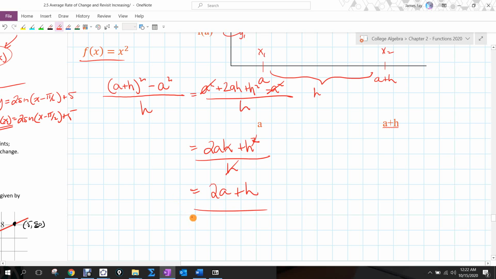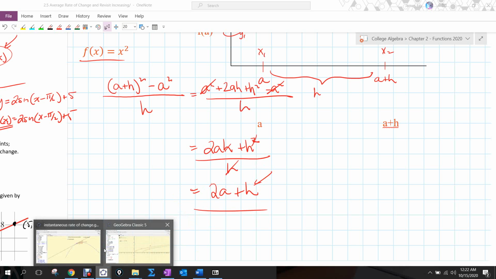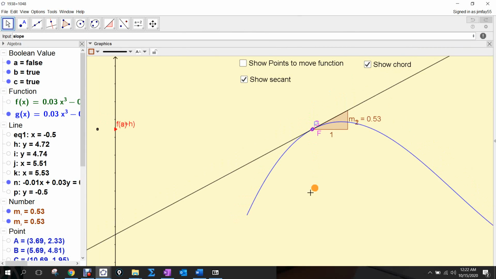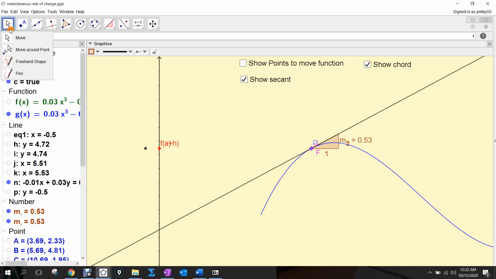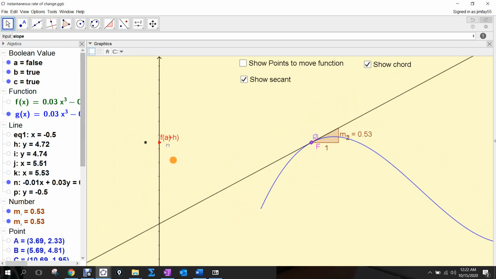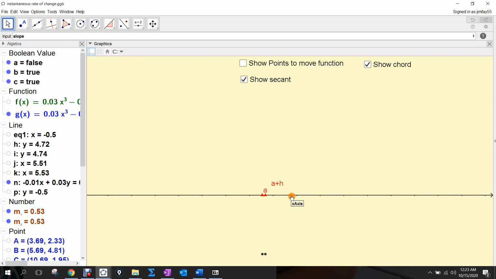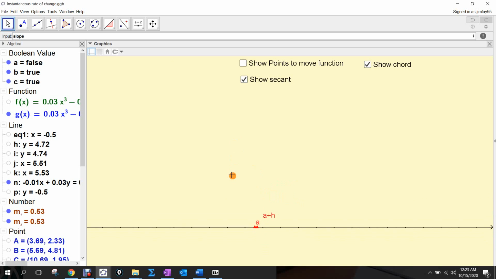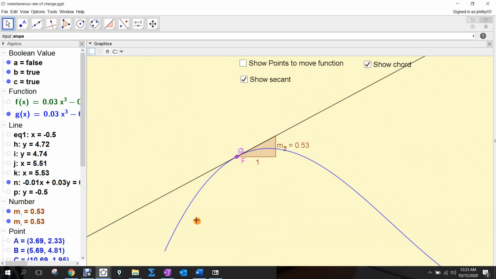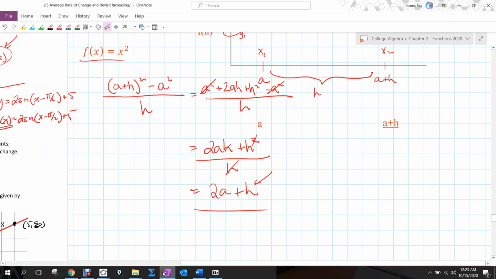But in calculus, what we want to say is, what happens when that number h is, remember, what h is doing when we're trying to estimate this slope? H was the distance between these two points here, and we wanted that distance to become infinitesimally small. We wanted to get to 0. So let's make the assumption that if it becomes 0, all we're left with is 2a.